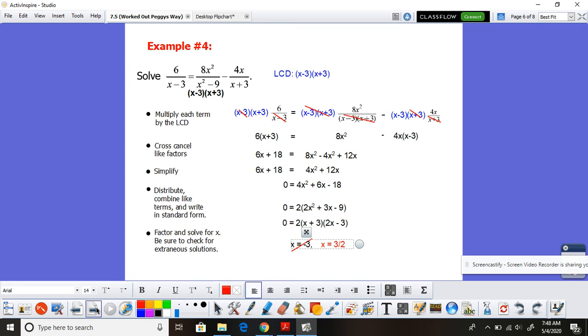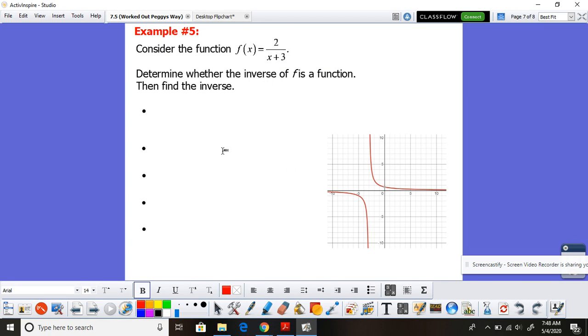All right, a couple more, then we'll be done. All right, so consider the function f of x is 2 over x plus 3. We want to find whether or not the inverse of f is a function, and then we need to find the function. We've done this before, so this should not be new to you guys.